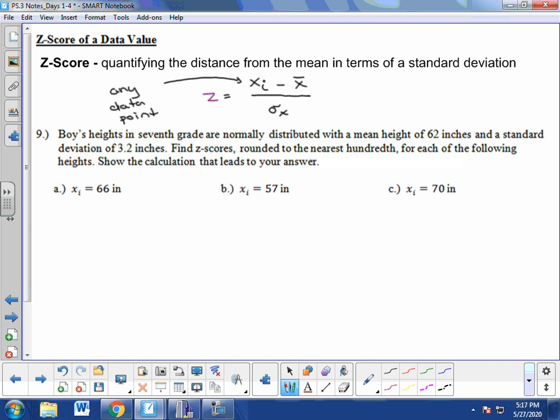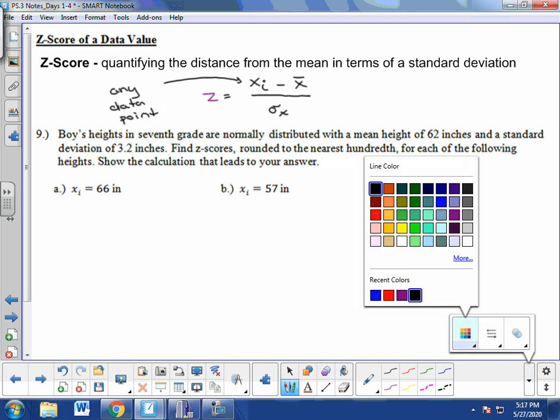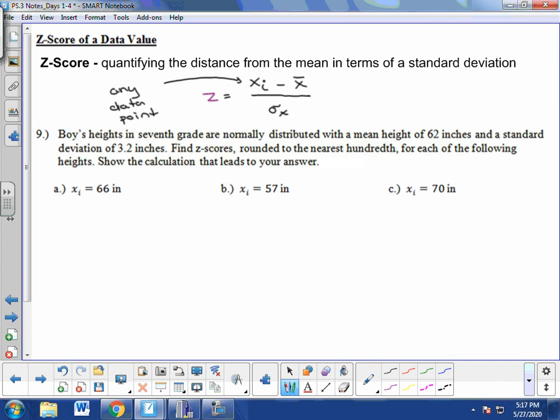So in problem number 9, it says, boys' heights in the 7th grade are normally distributed with a mean height of 62 inches and a standard deviation of 3.2 inches. Find z-scores rounded to the nearest hundredth for each of the following heights. Show the calculation that leads to your answer. So for 66, if we have a data point that is 66, we want to find that z-score. We're going to take 66, this data point, minus the mean of 62, divided by the standard deviation of 3.2.